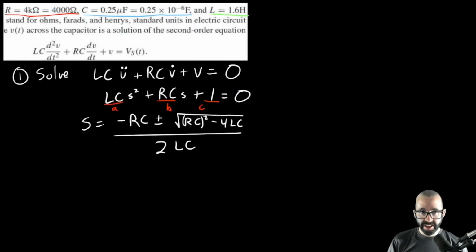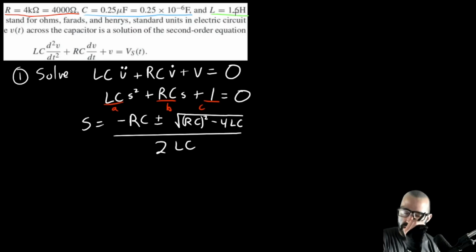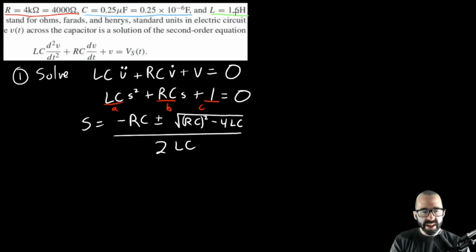I'm just realizing I completely misread the problem. R is 4 kiloohms, which is 4,000 ohms. C is 0.25 microfarads. Still pretty sure this is micro, which is given in this many farads, and L is just 1.6 henries. So I'm going to use Desmos to store all of these so we can use the quadratic formula over here.